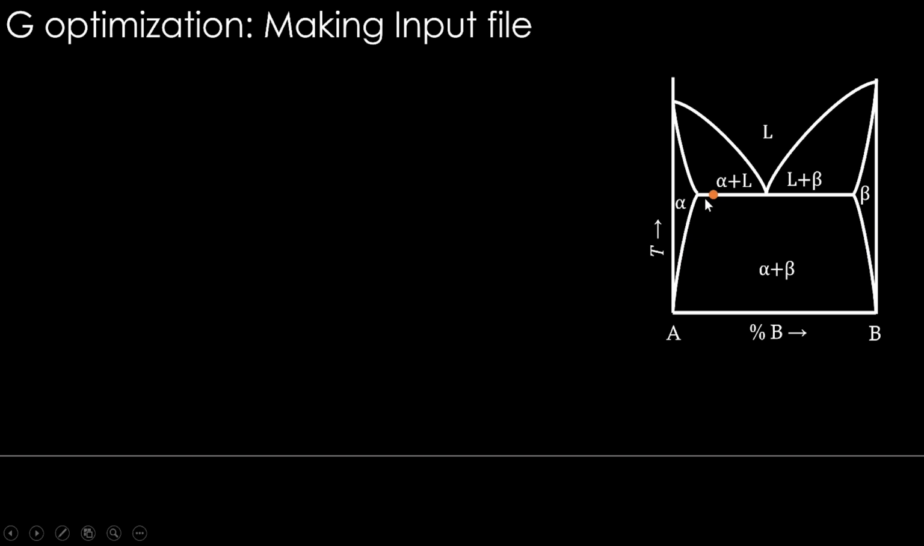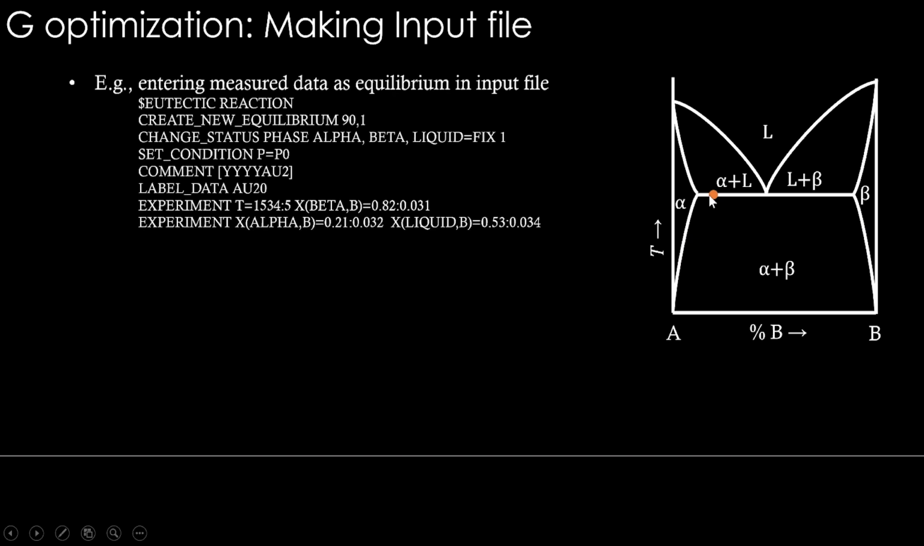Now what about this point here? It looks like a eutectic reaction. This is how the eutectic reaction is entered. Three phases are in equilibrium, right? And create new equilibrium. Just one value we are going to enter, so only one number we are directly entering. And change status. We are going to assign alpha beta liquid phase to be fixed, because three phases are to be there in equilibrium at this condition. So set condition P equals P0. That's the only condition we are forcing, and other things are entered as the experimental data.